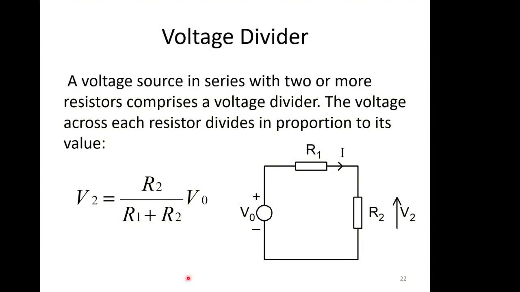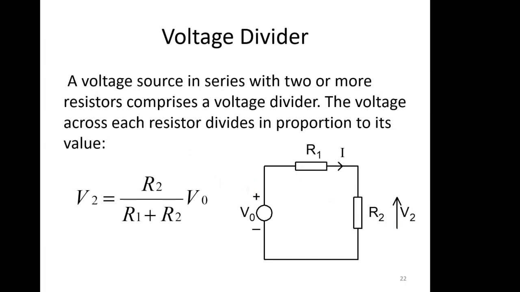Right, a voltage divider. Really, really useful circuit. You've probably come across them before. It's a voltage source in series with 2 or more resistors, and that makes a voltage divider. The voltage across each resistor divides in proportion to its value. So, voltage source, 2 resistors, and we're asking ourselves, what's the voltage at this point here? We can sort of tap off a voltage. It divides in the ratio of R2 over the total resistance, which is R1 plus R2, and we mustn't forget to multiply it by V0 to give us our scaling factor. So it's a ratio multiplied by a scaling factor, and that gives us a fraction of the output voltage.